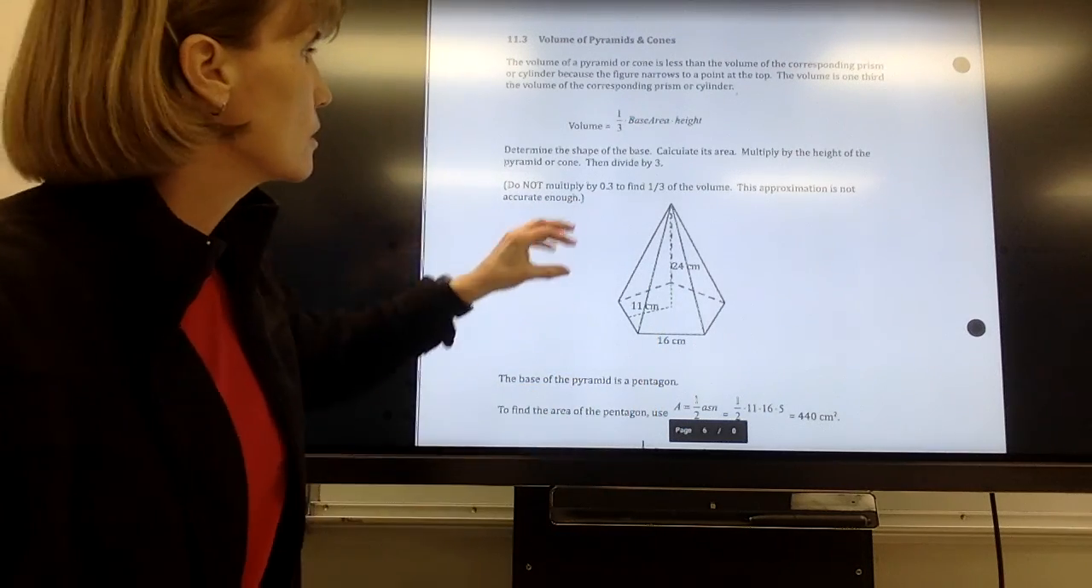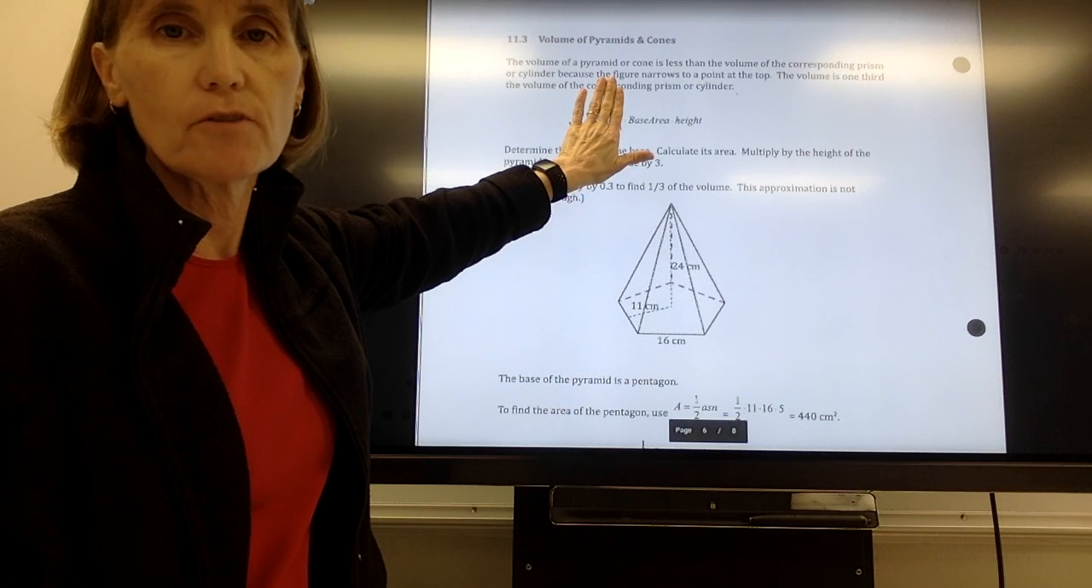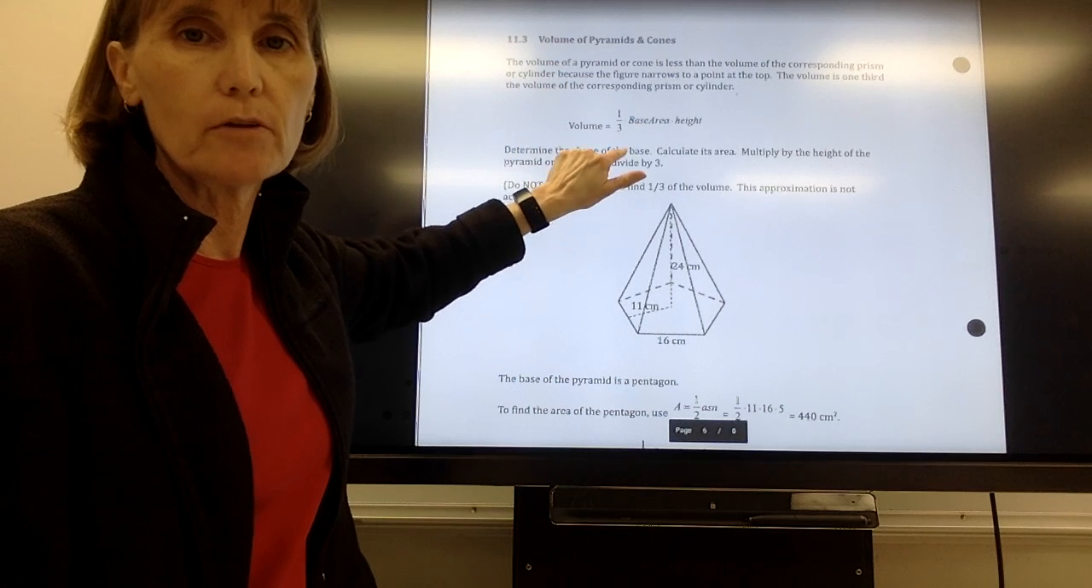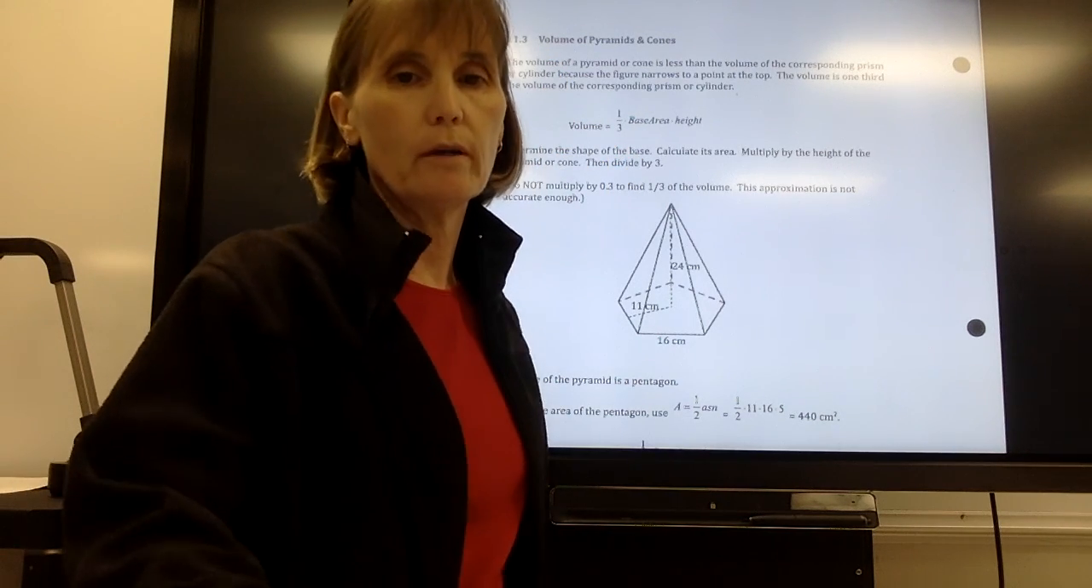So we're going to use this very similar formula. It's just base area times height, like we were using for the prism and the cylinder, but now if it's a cone or a pyramid, we only use 1/3 of it. Okay, that's the only difference. Okay, so go ahead and give that worksheet a shot.